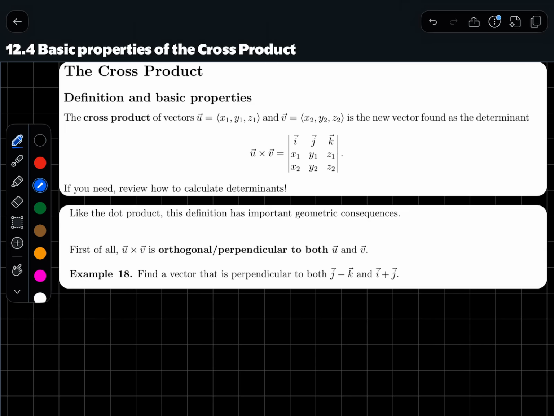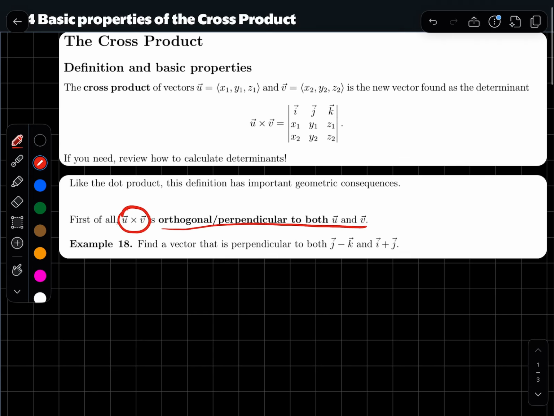All right. So here are some important properties. I'm not going to be proving these. I just want to tell you them. There are three basic properties that I want you to know. First of all, the cross product U cross V is perpendicular to both U and V. It's a vector, right? So this is the cross product, so it's a vector, and it's perpendicular to both.